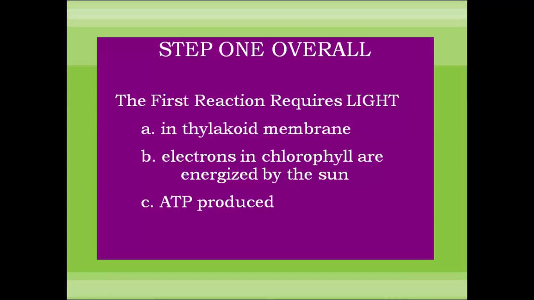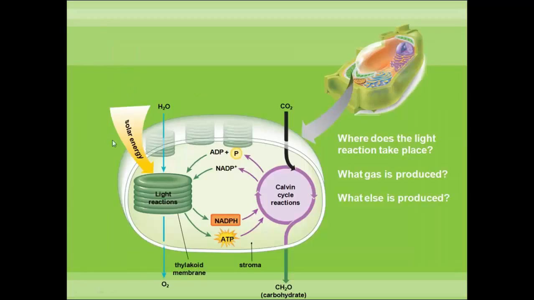Step 1 of photosynthesis requires light. It takes place in the thylakoid membrane, and the light hits the chlorophyll molecules, which are pigments, and excites the electrons or energizes the electrons. It results in the production of ATP, or adenosine triphosphate, the energy molecule. Here's the sun's energy coming in and hitting the thylakoid membrane. Remember, this stack of thylakoid discs is called a grana. Water is required.